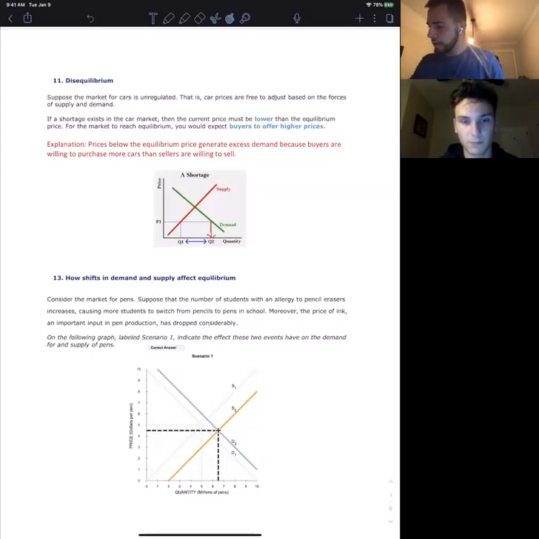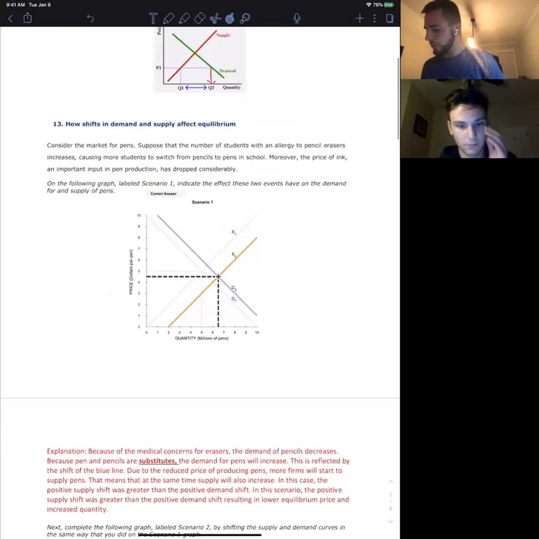Okay, and now the second example is number 13. That's a bit more tricky, so you have to read. We're in the market for pens. First of all, one of the substitutes to pens are pencils, and there the allergy to pencil erasers increased. So this basically should show you that there will be a decrease in the demand of the substitute.